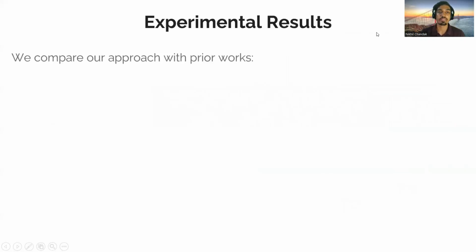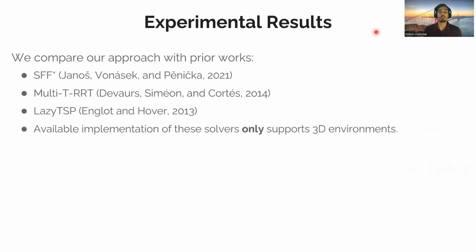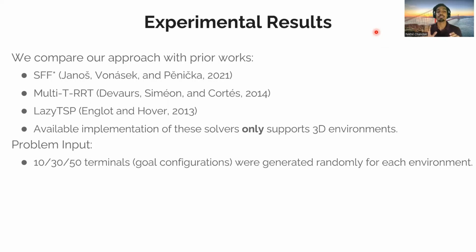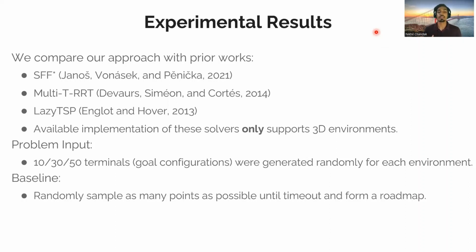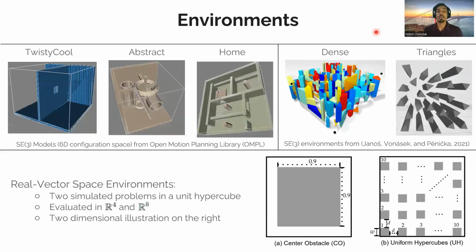Going to the next slide of experimental results, we compare our approach with prior works, namely SFF star, multi-DRRT, and lazy TSP. We note that all of these approaches have their implementation only for 3D environments. So we can only test them in 3D environments, though in principle they could work in higher dimensions. For the problem input, we consider 3 cases: 10 terminals, 30 terminals, and 50 terminals, which were generated randomly for each environment. And for the baseline, we uniformly sample from the whole space until timeout and form the roadmap, and then run SGAR, a recent state-of-the-art framework for discrete multi-goal pathfinding. For environments, we considered 5 3D environments, some of which are from the Open Motion Planning Library, and 2 high-dimensional environments.